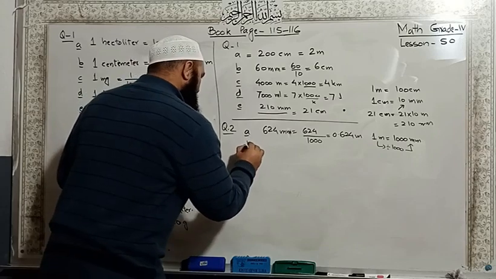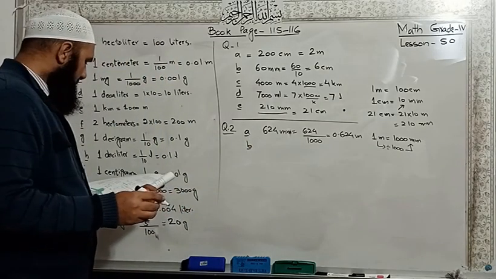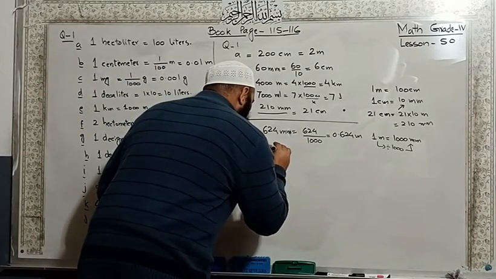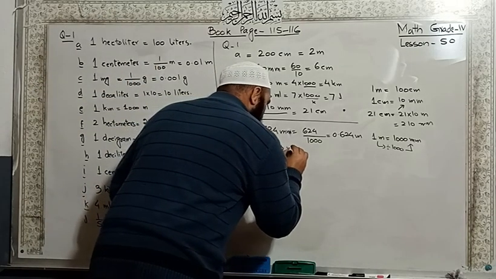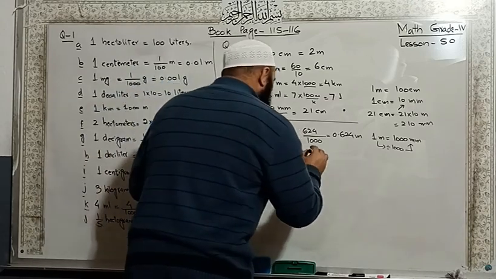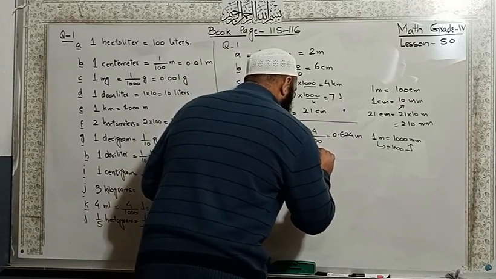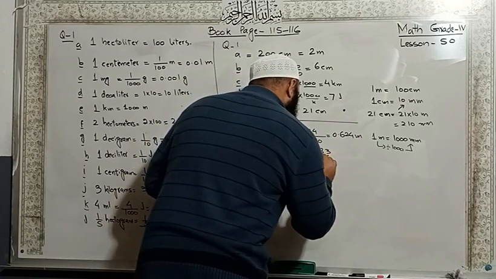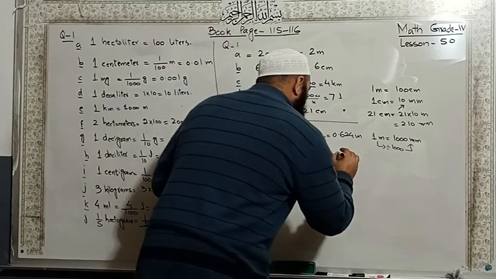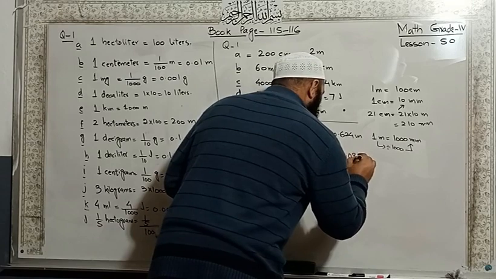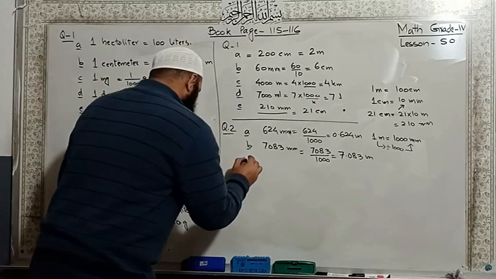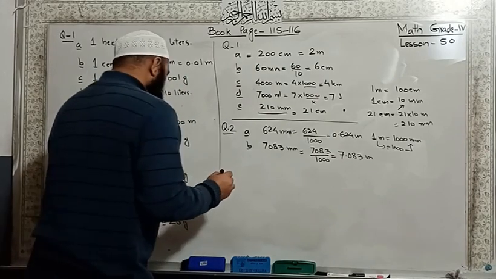Okay, question number B. 7083 millimeters will be equal to, after dividing by 1000, 7083 divided by 1000, we will get 7.083 meters.